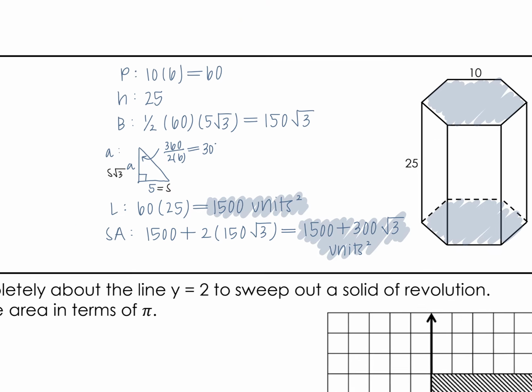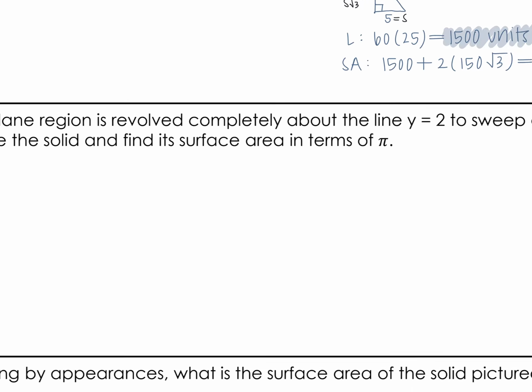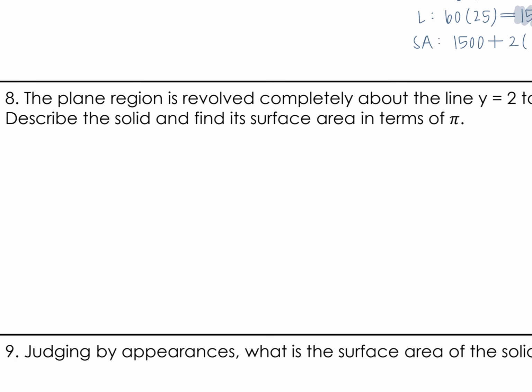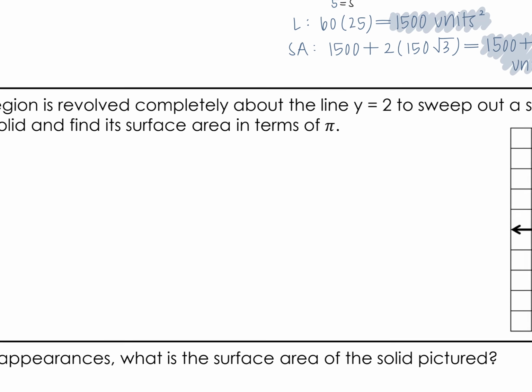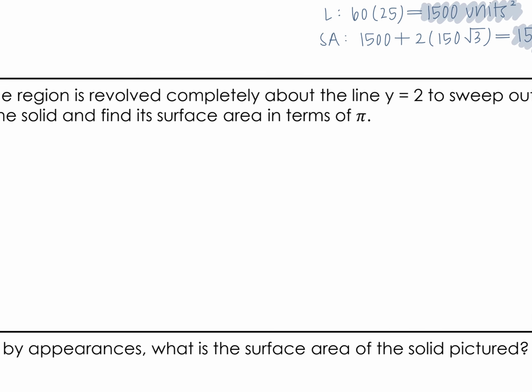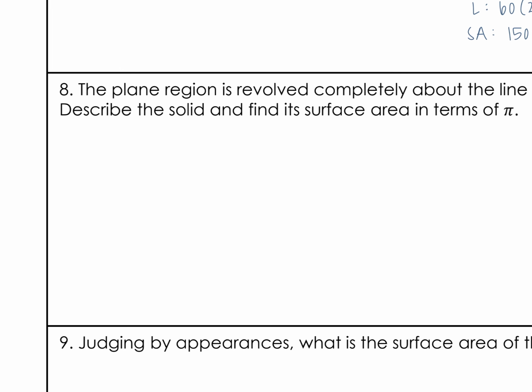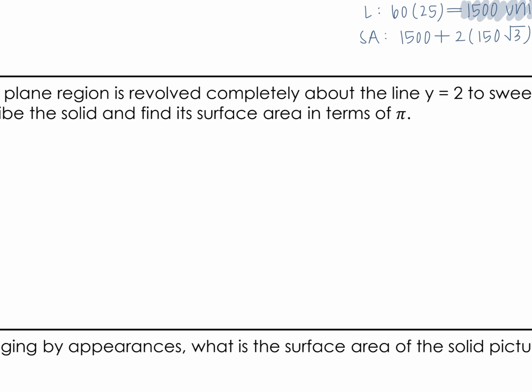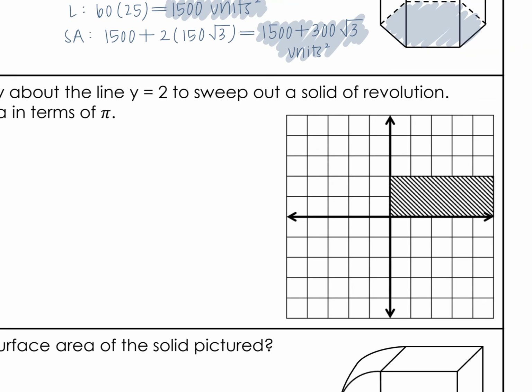All right, moving into our second to last problem. In this problem, we have the plane region is revolved about the line y equals 2 to sweep out a solid of revolution. Describe the solid and find its surface area in terms of pi. All right, so let's look and see. We said that we are going to be revolving around the line y equals 2.